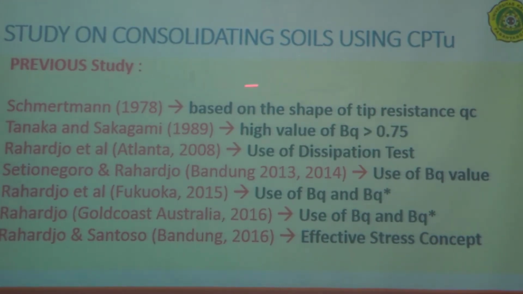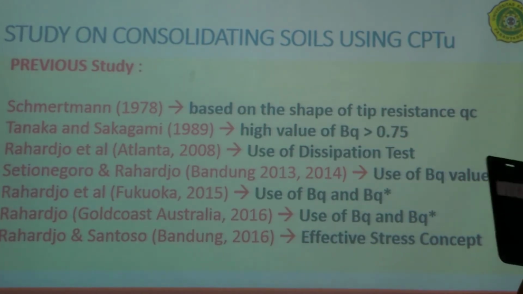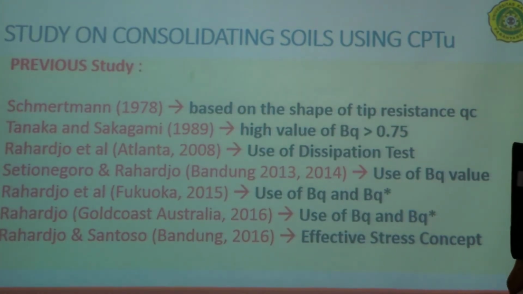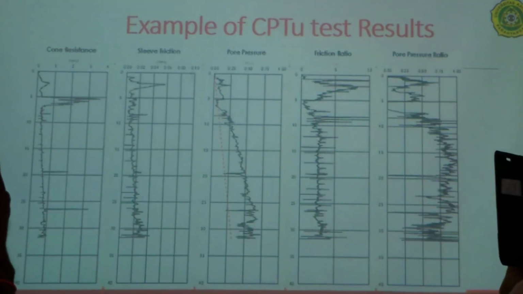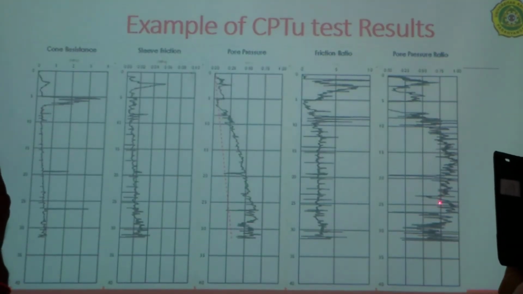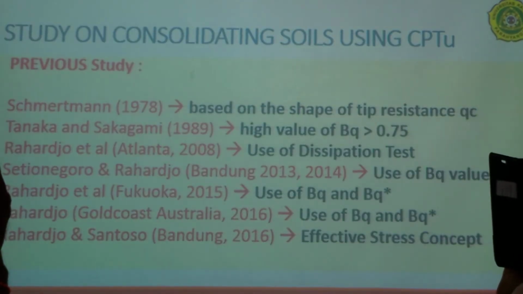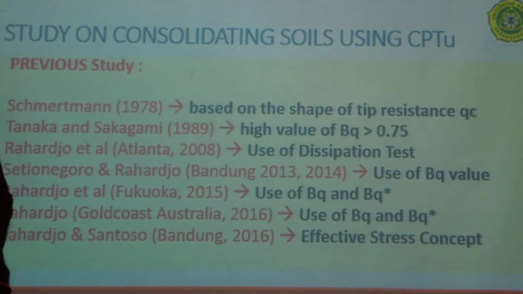There are previous studies about the consolidating soil. Smertman in 1978 based on the shape of the tip resistance. Tanaka Sakagami, high value of BQ. But he said if the B sub Q is higher than 0.75, look at this. This is 0.75, it is higher, so it is under consolidating. But what is the degree? He didn't say.